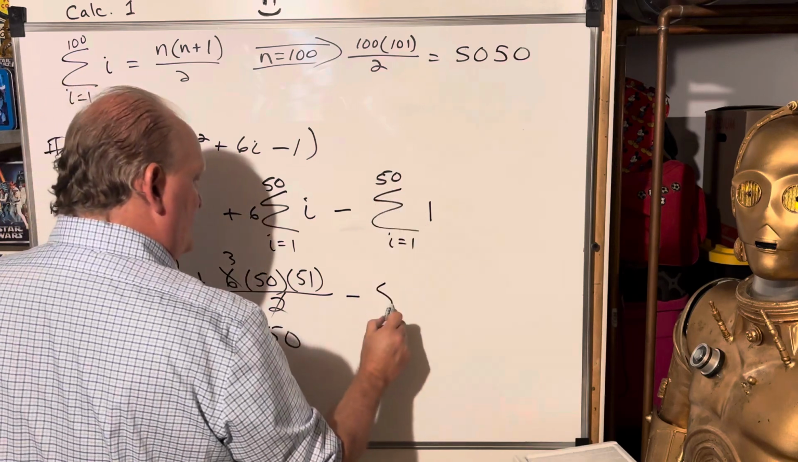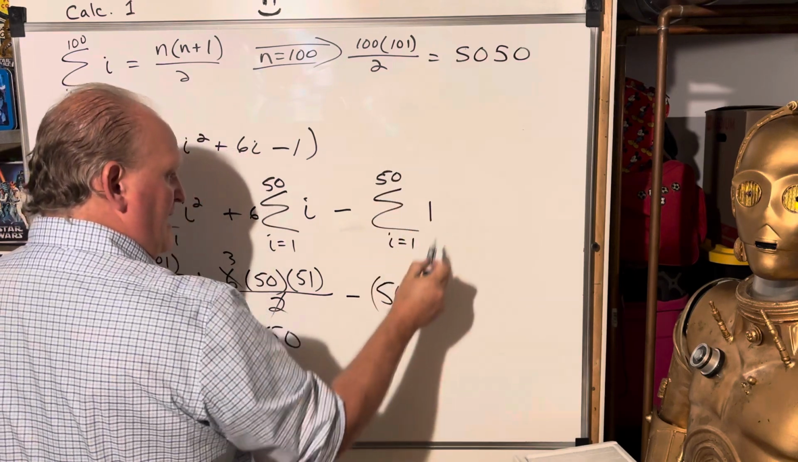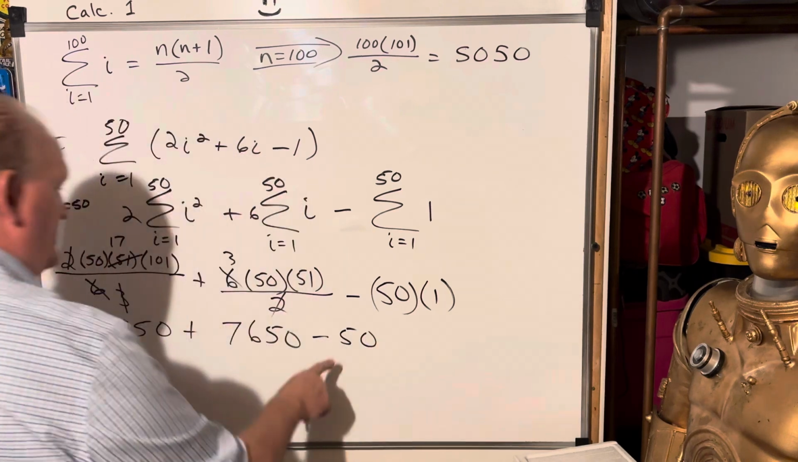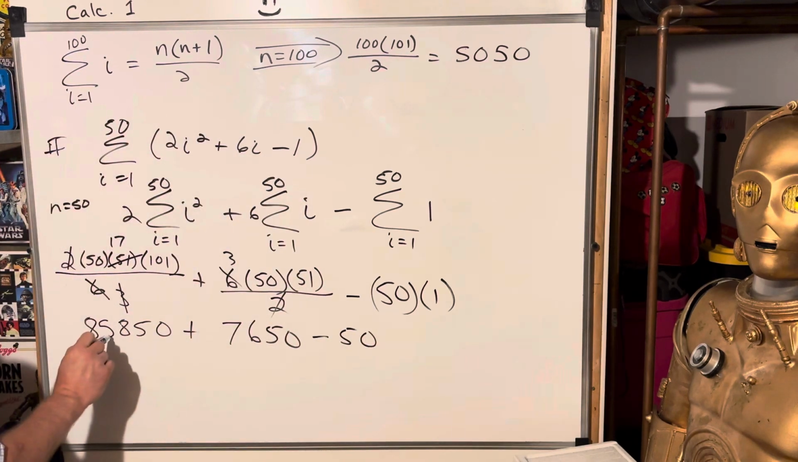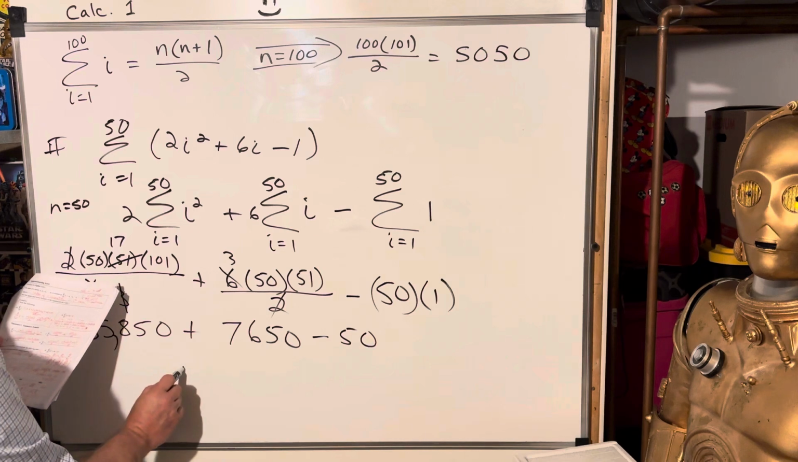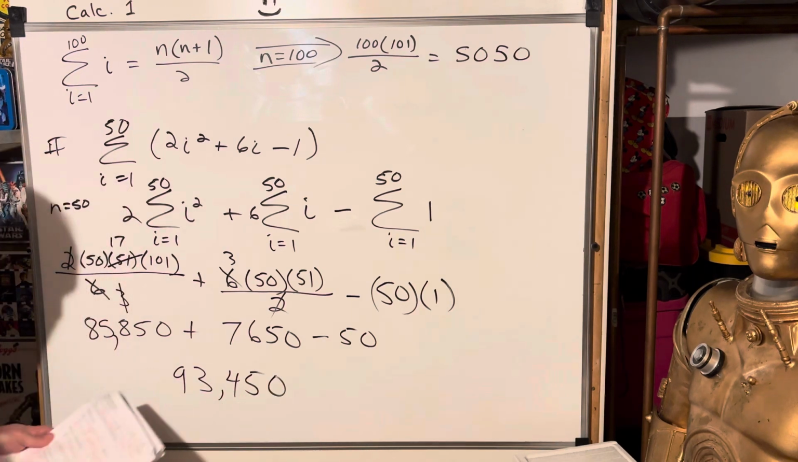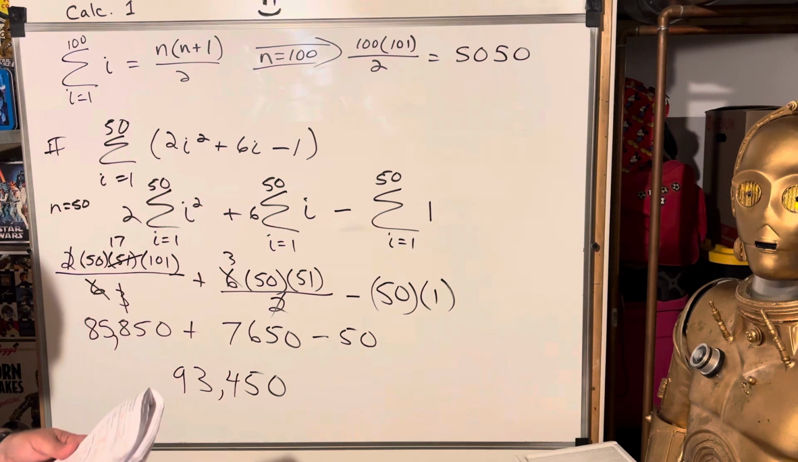This one we could definitely do in our head. That's just 50 times 1. It's n times whatever the constant is, so minus 50. So we take 50 off of that, 7,600, add it on to 85,000. That's 93,450. Wasn't that a delight?